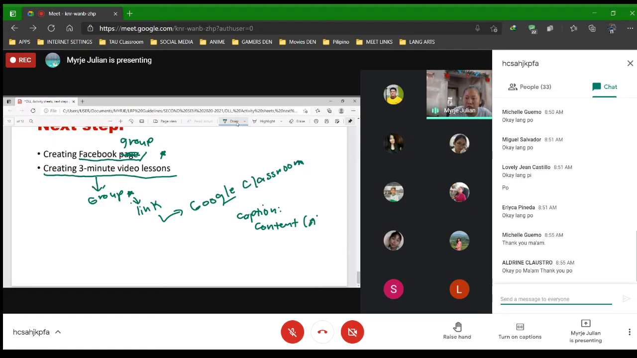Yung content, all caps. Tapos next, under the content is, wait lang, is the learning competency. No. Alam ko na. Content, and then specific week, kung ano yung week yung na-assign sa inyo.